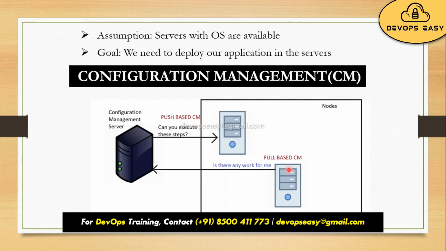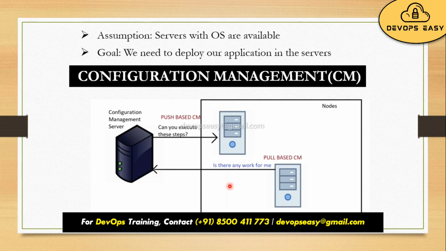Pull is nothing but the node will come to the master and request the master to install the required software. This is pull based. So here, in push, the master will go to the node to install the required software. Here in pull based, the node comes to the master. So these are the two types. Push is nothing but the master will go and log in into the server and install the required software. Here, the server will come to the master and request, hey master, I want this software, are you able to do that?